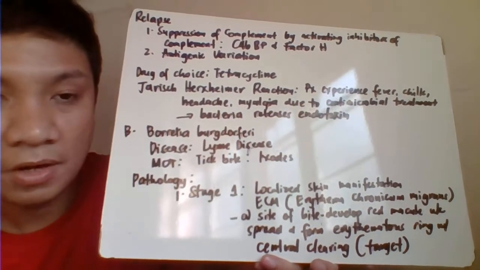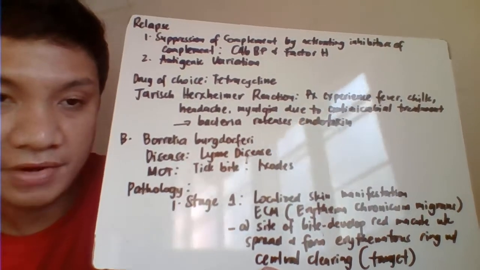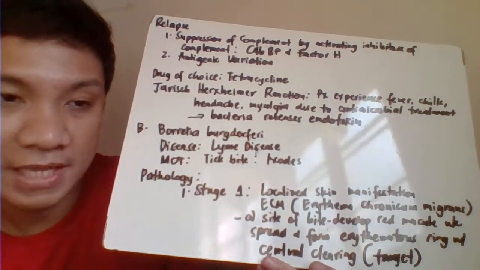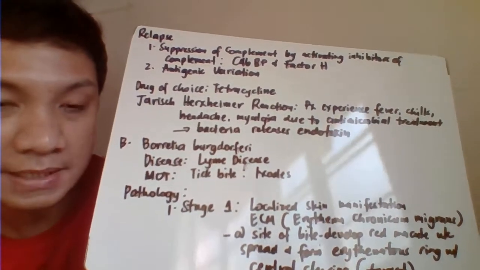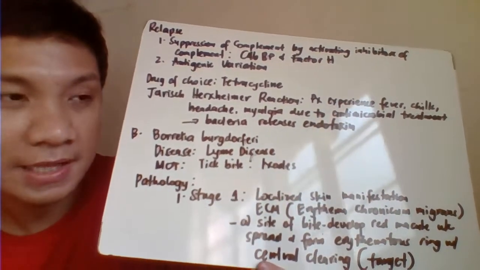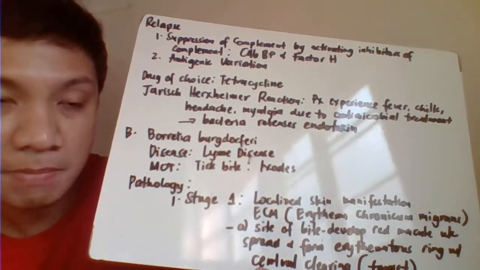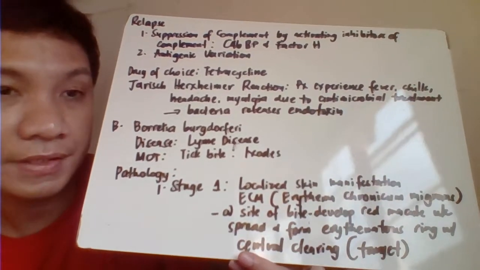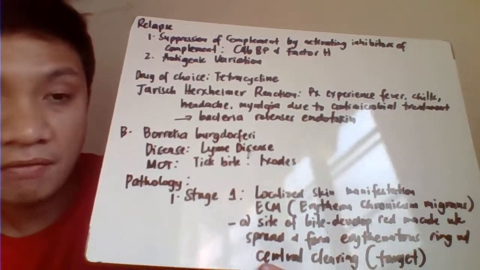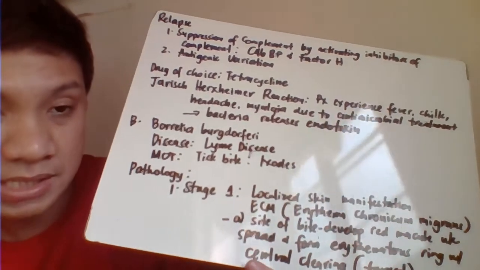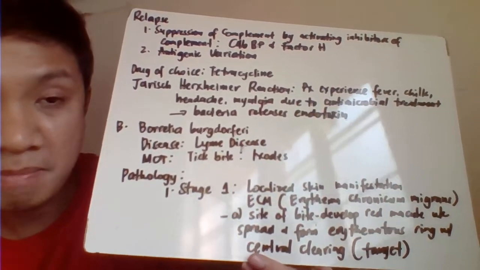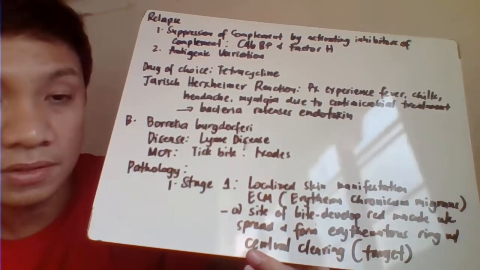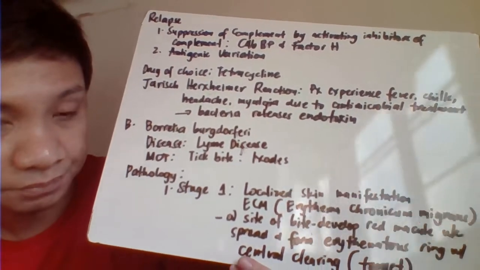That's why it's called recurrent fever or relapsing fever. Then we have the pathology of relapsing fever. Why does the fever keep on recurring? Number one, because of the suppression of the complement activity of the host immune system. It produces inhibitors of the complement, such as the C4b binding protein and factor H, which inhibit our complement. Remember that your complement protects our body against pathogens. So if you have the inhibitors, your complement will not be activated.